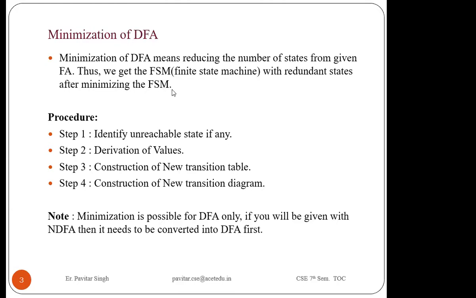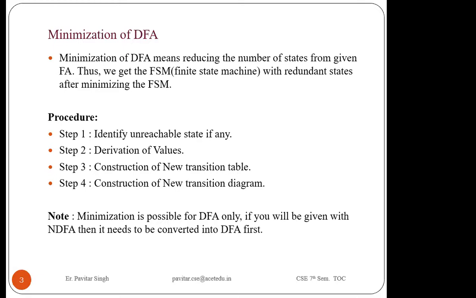So the procedure involves 4 steps. Step number 1, identify unreachable state if any. Step 2, derivation of values. Step 3, construction of new transition table. Step number 4, construction of new transition diagram.